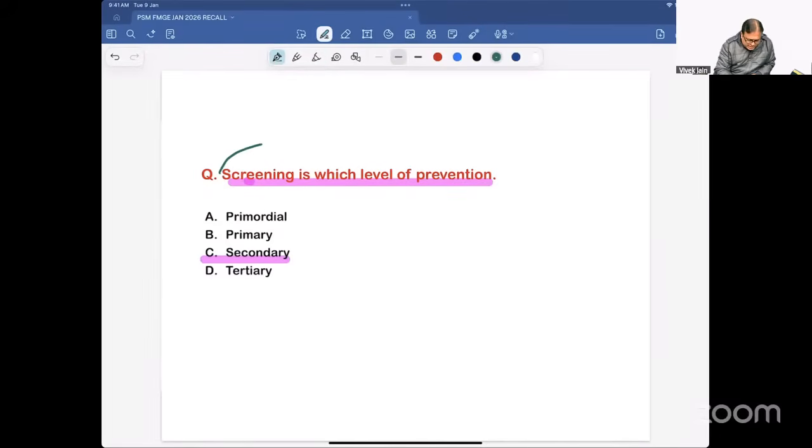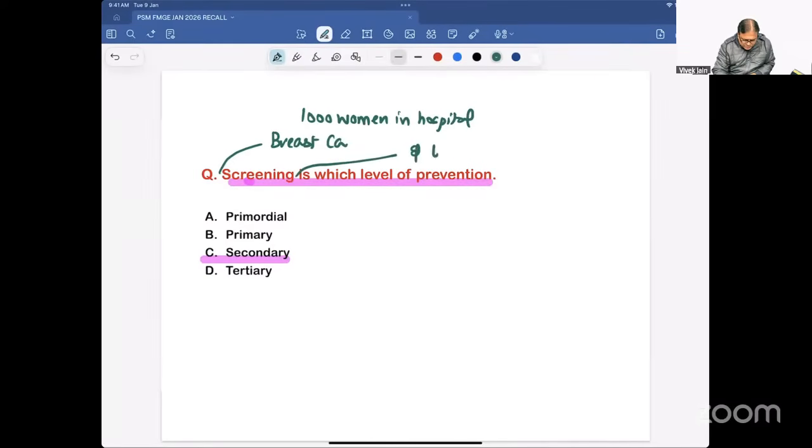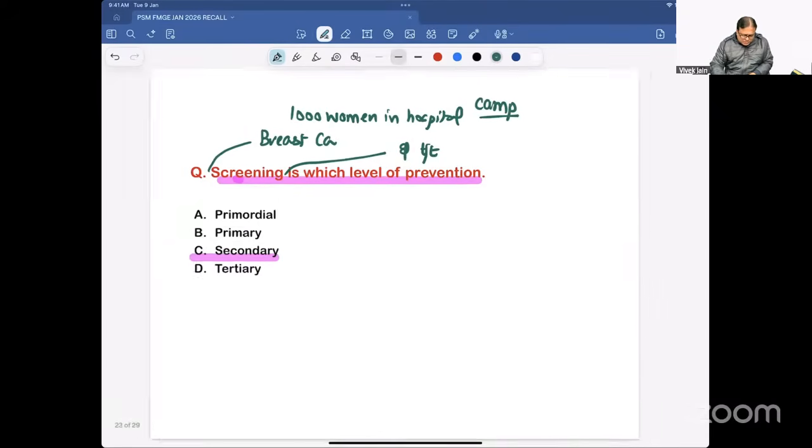Breast cancer screening. Okay, great. So any screening, majority of them, except maybe prospective, belongs to secondary level of prevention. Okay, 1,000 women screened in a hospital for breast cancer. Okay, that makes it a question, right? Besides screening, students are telling, there was also a mention of treatment in the question. Both belong to secondary level of prevention. Okay, it was a camp, not in a hospital. So screening of breast cancer is also secondary. Treatment of breast cancer is also secondary. So 100% of you must have marked this answer correct.